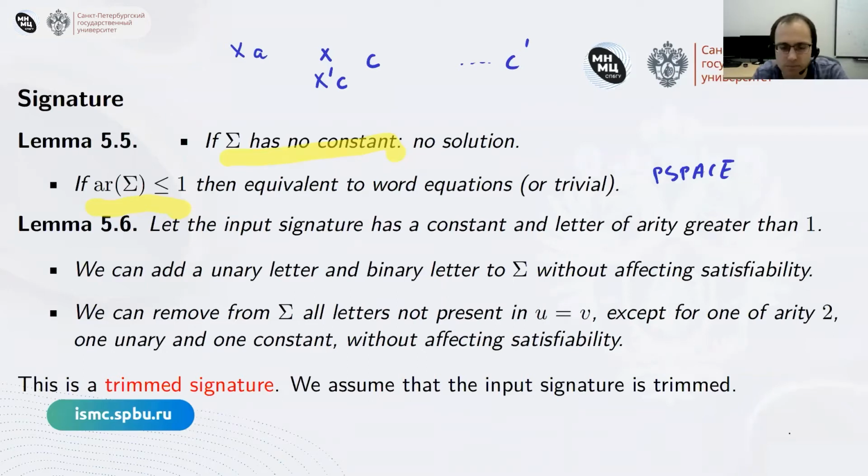Okay, but this is just a very simple argument. But what's more important is that, assuming that those trivial situations do not hold, so our input signature has a constant and it has a letter of arity at least one, then we can add to the input signature a binary letter without affecting satisfiability, and a unary letter. Okay, the binary is more important, but the unary too. So we can assume without loss of generality that our sigma has a binary and a unary letter.